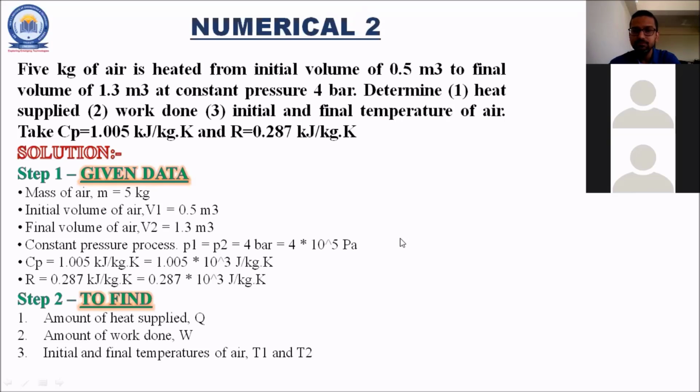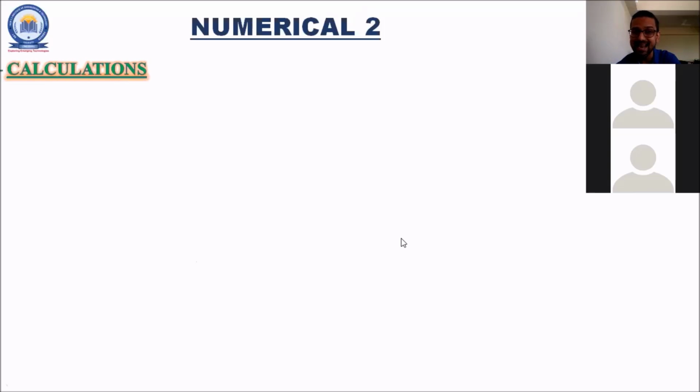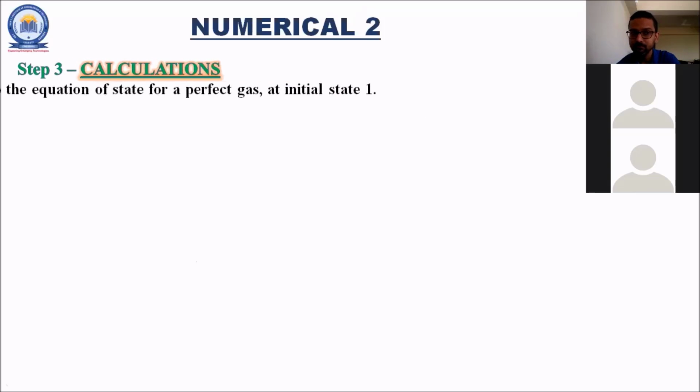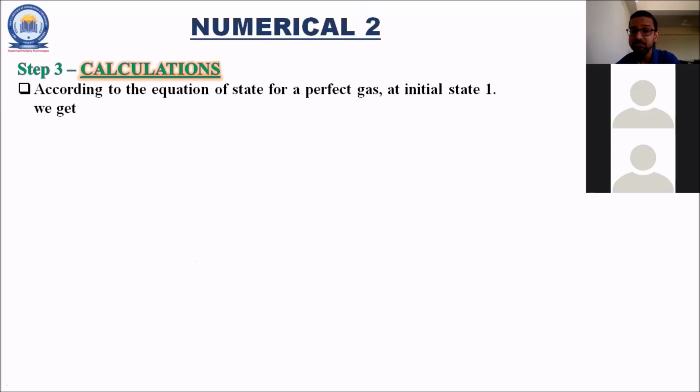Okay, fine. So all the students have written both these steps. So now let us proceed further in the third step, that is of the calculations. So according to the equation of state for a perfect gas, at initial state 1, I can write down P1 V1 is equal to MRT1. So from this equation, I will be calculating the value of T1. So dear students, kindly give me the answer of T1 with the unit. Also, you need to mention the unit of T1, the numerical value and the answer of T1.